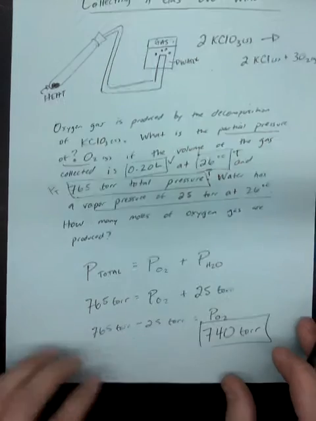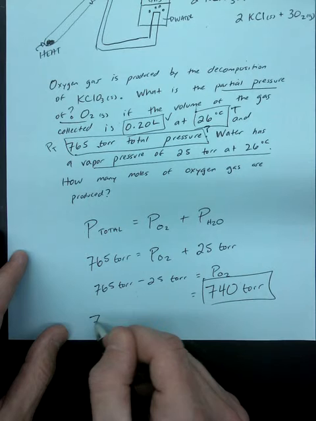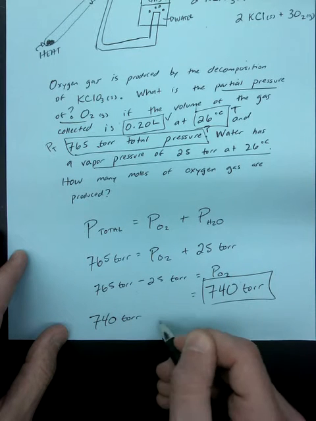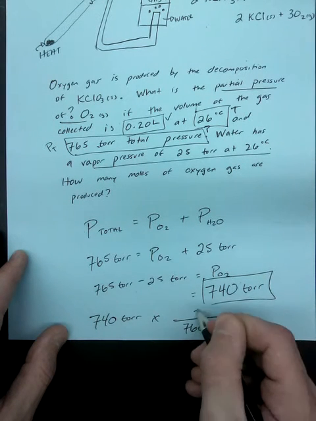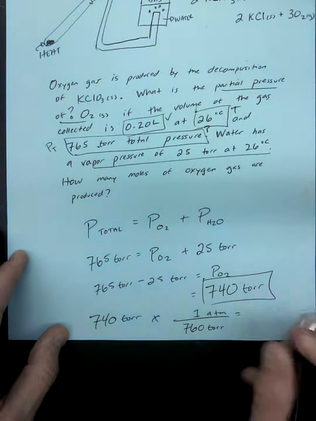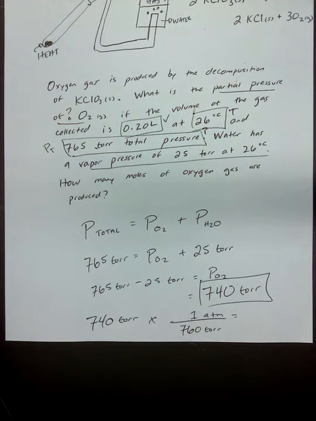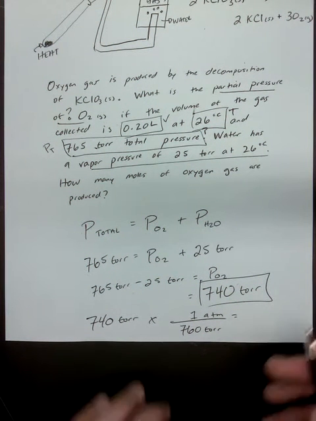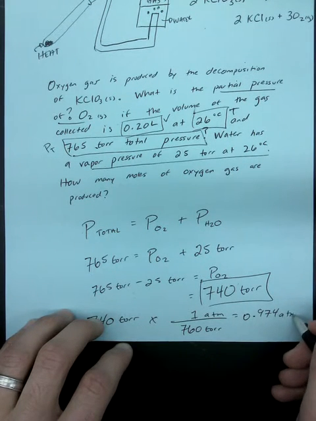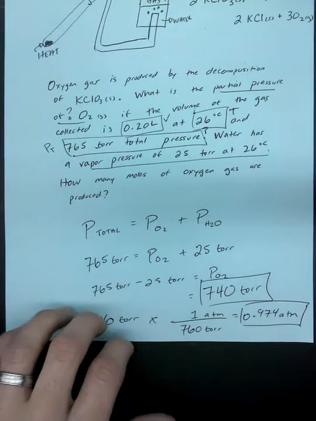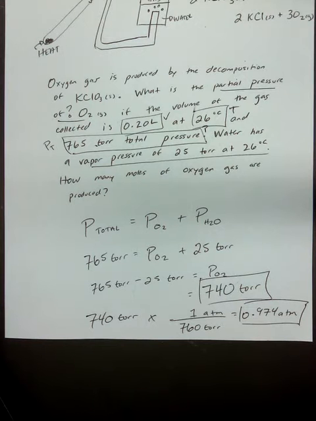If you want it in ATM, it's a pretty simple conversion. 740 torr, dimensional analysis, here it comes. 760 torr is equivalent to 1 ATM. So we're going to be a little less than 1 ATM here. 740 divided by 760 gives us 0.974 ATM. So there's your answer for what level 4 is asking you to do.